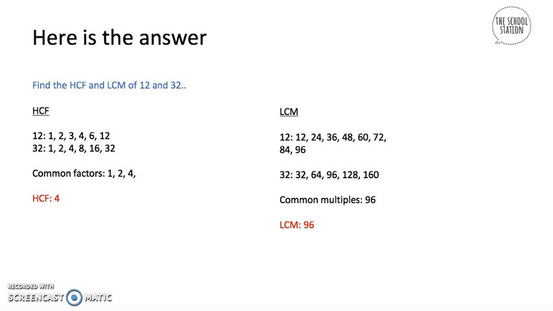And for the LCM, we again created two lists of multiples of 12 and 32, and over here I had to keep carrying on. The first 5 multiples weren't enough for 12, so I had to keep going until I found 96 in both the 12 list and the 32 list. So therefore I knew that 96 was the common multiple, and that was my LCM. So overall I got HCF is 4 and LCM is 96.